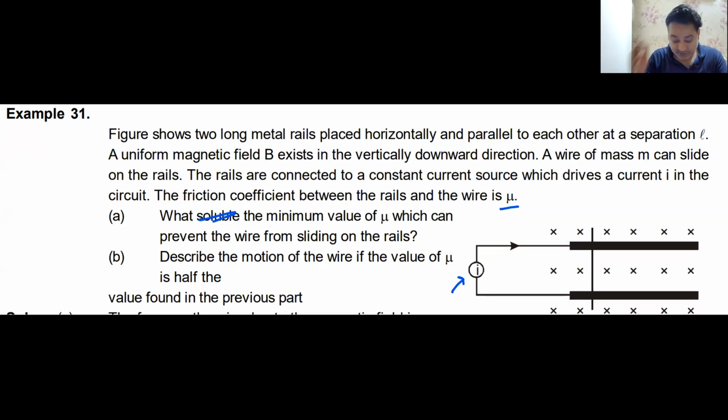So how are you supposed to solve this? You just have to find out how much force is acting on this wire, yes or no? And that much force must be provided by the frictional force. In that case, the friction would be static friction, yes or no? We understand this? If it does not move, it stays in equilibrium. That has to be static friction.